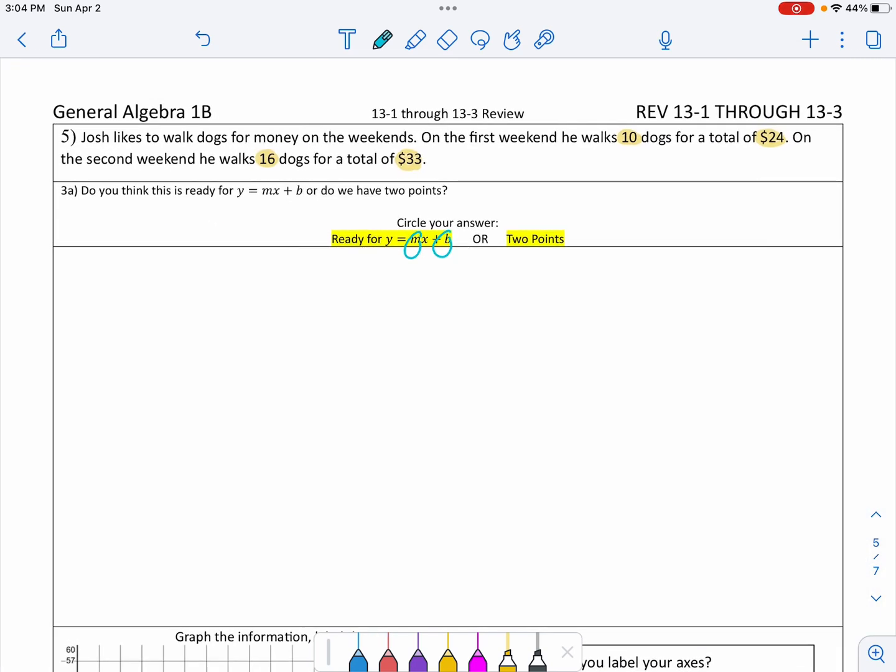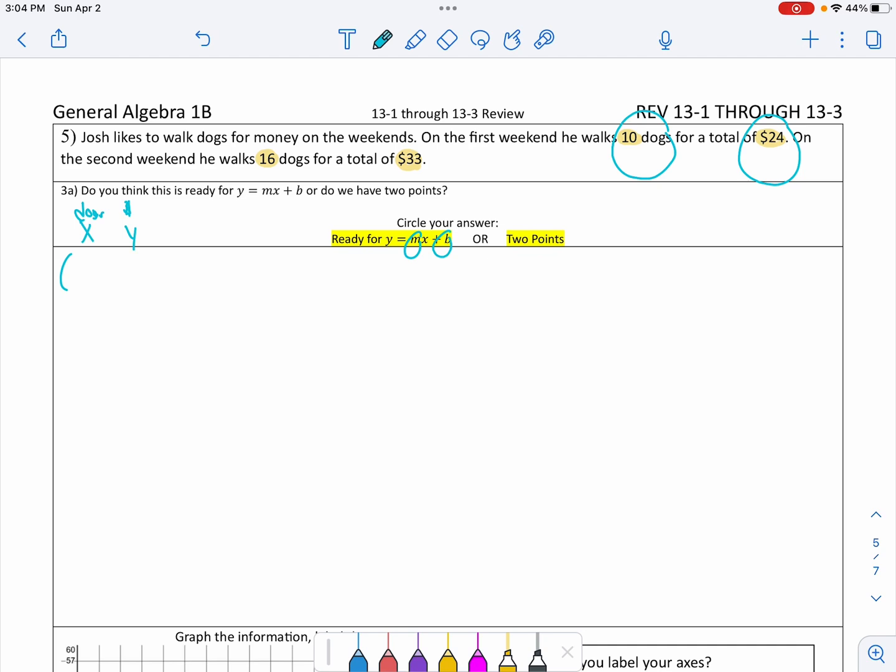That's right. Now I have a question for you then. What do you think predicts the other? Do you think the number of dogs predicts the price? Or does the price predict the dogs? I'm going to say the number of dogs predicts the price. That's right. So for our first point, the dogs are x and the price, the money, is the y.